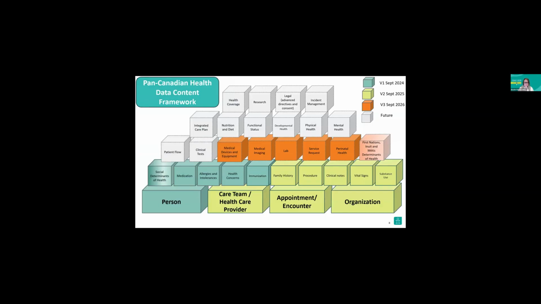So a little refresher here of what Shannon shared previously, an overview of the framework. And each block represents a standardized data category or a building block of health information that's organized across key domains like person, care team or healthcare provider, appointment or encounter, and organization. The framework began with version 1 in 2024, expanded in version 2 for 2025, and version 3 that's shown in orange here is in development with additional categories expected over time. So for today's discussion, our focus is on the social determinants of health, which is one of the foundational categories within our framework.